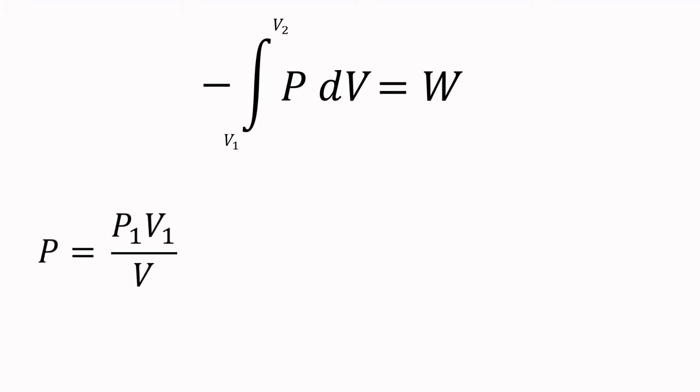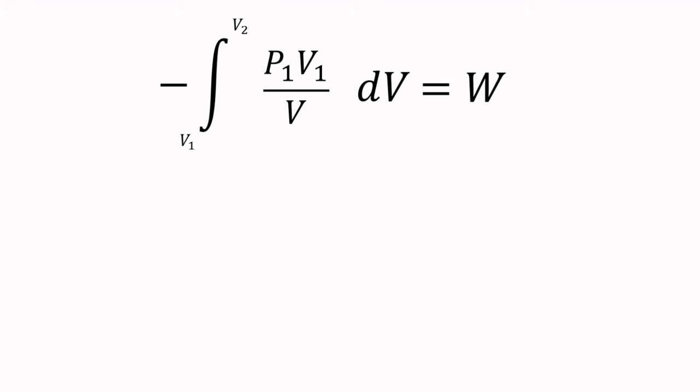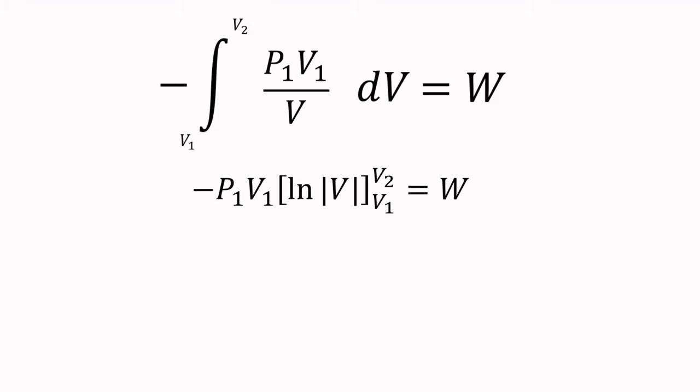Remember that formula we had? P equals P1V1 over V. Let's plug that into this integral. Since P1 and V1 are constants, we don't have to worry about them. Pretend like they're outside of the integral if you have to. The integral of 1 over V dV is natural log of the absolute value of V, evaluated from V1 to V2.